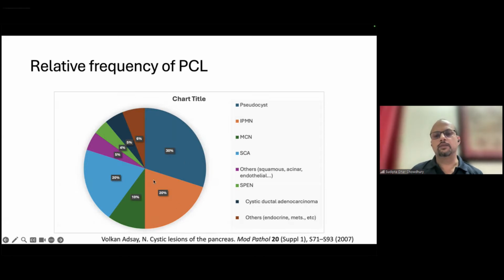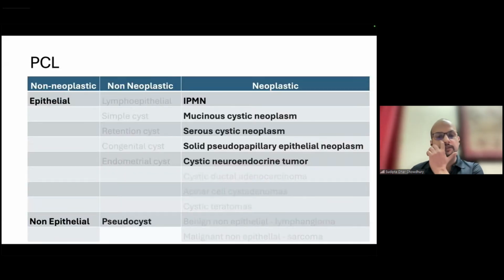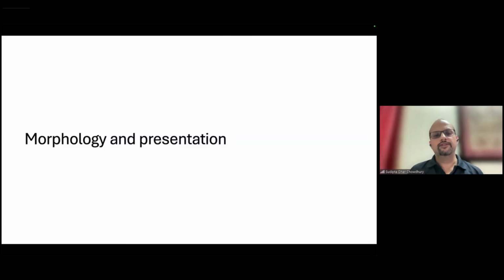Also, among the neoplastic cysts, more common are the IPMNs, mucinous cystic neoplasms, and serous cyst adenomas. Others constitute a very small percentage of the cystic lesions that we see in clinical practice. So, for the purpose of today's discussion, I will restrict my talk primarily to the neoplastic ones, which are IPMN and MCN, serous cyst adenomas, SPEN, and cystic neuroendocrine tumor, and the non-neoplastic ones, pseudocysts, which we see very commonly. So I'll go briefly into the morphology and presentation of each.